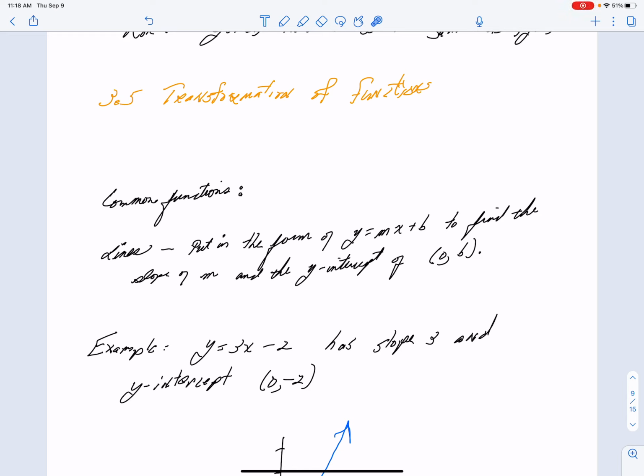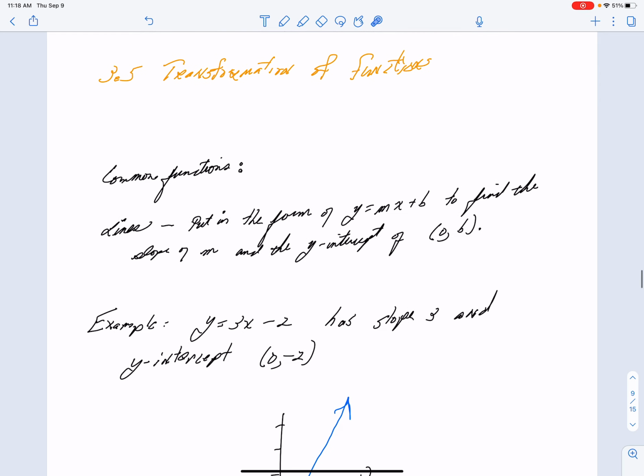All right, today we're going to talk a little bit about transformations of functions. To begin with, I want to talk about three common functions whose picture I'd like you to know. The first common function is simply a line.